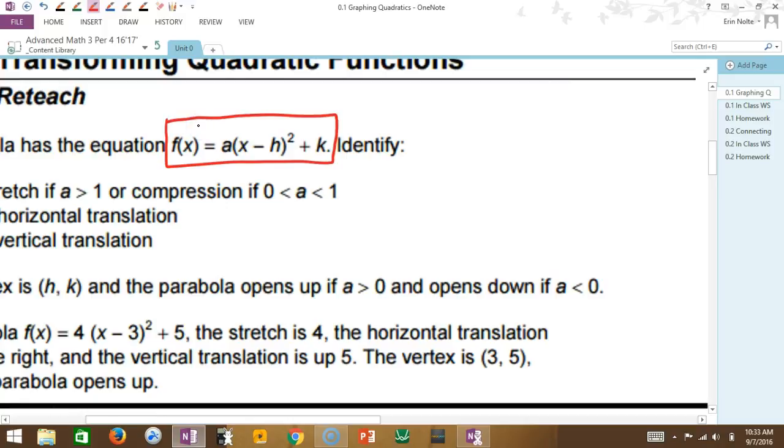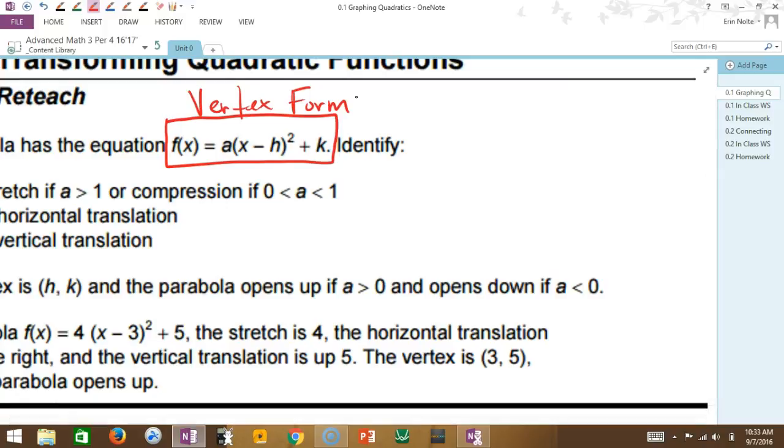Do you notice the letters? Vertex. I didn't just make those up because I like those letters. There was a reason behind it. Yeah, it comes directly from vertex form. Okay. Why do you think it's called vertex form?